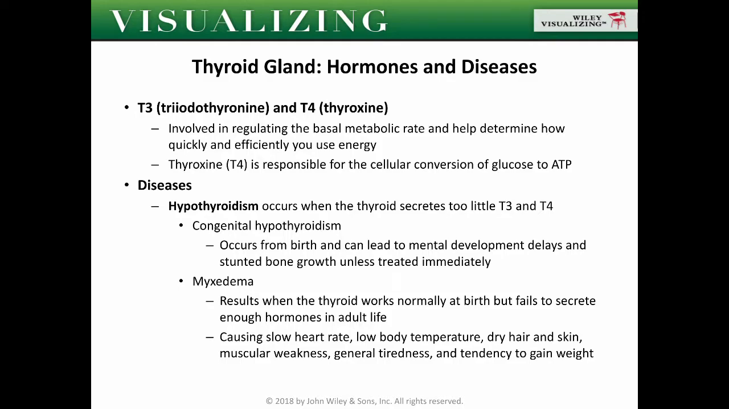Let's look at the next gland in our list, which is the thyroid gland. The thyroid gland is well known for regulating metabolic balance. The metabolic rate is directly controlled by the thyroid gland. We have two hormones that act on the regulation of the metabolic rate, T3 and T4. T3 is triiodothyronine and T4 is thyroxine. These are involved in regulating basal metabolic rate and help determine how quickly and efficiently we use energy. Thyroxine T4 is responsible for the cellular conversion of glucose to ATP.